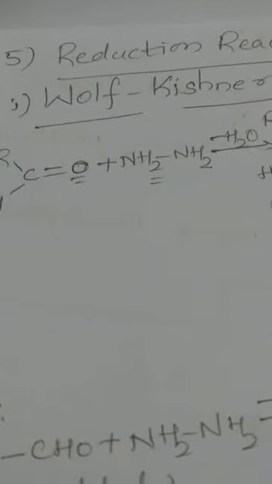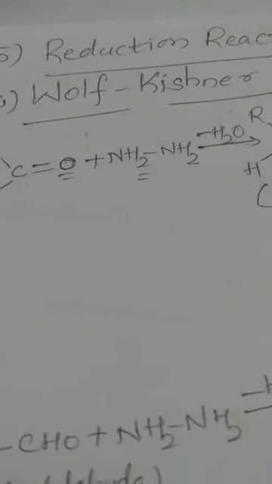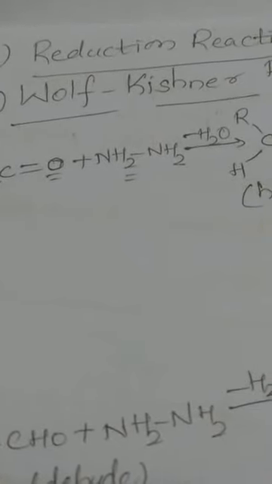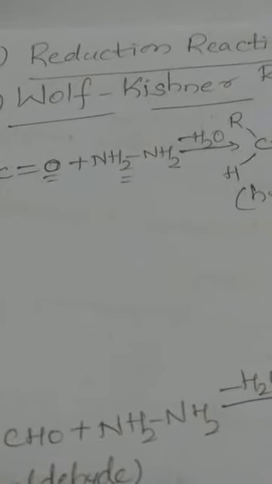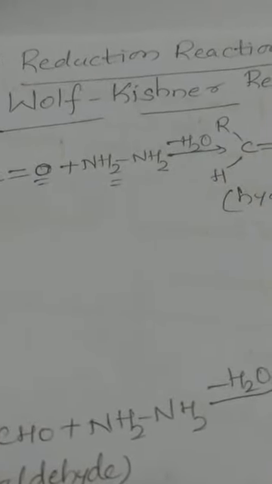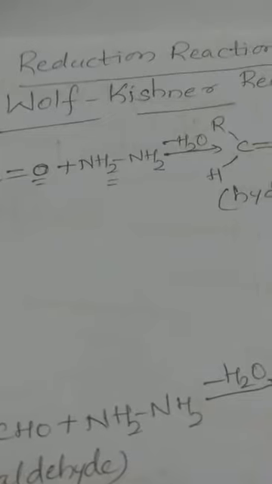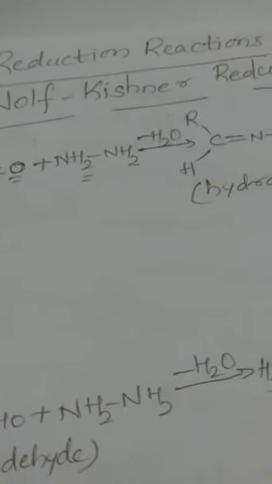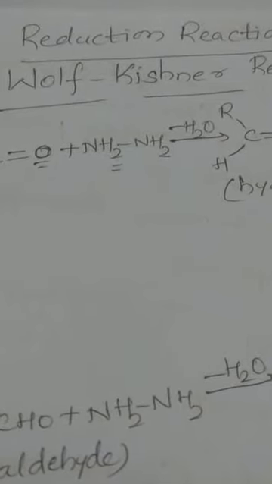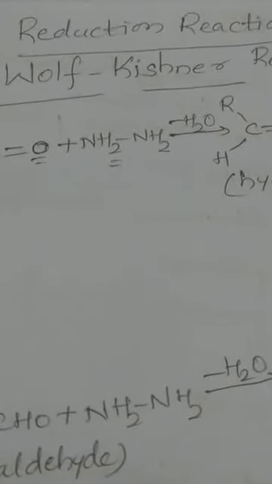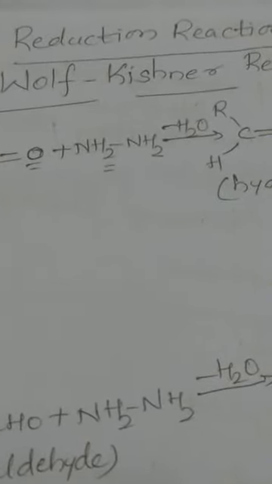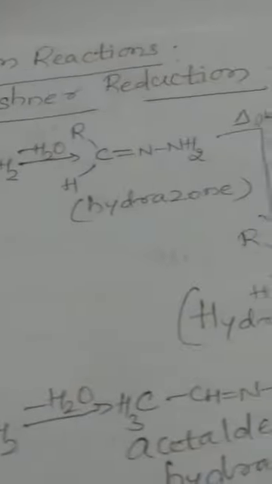Hello students, last class we discussed the chemical properties of aldehydes up to named or special reactions, that is aldol condensation and cross-aldol condensation. The last set of reactions are reduction reactions. Here you will be studying two named reduction reactions. The first one is called Wolff-Kishner reduction, and the second one is called Clemmensen reduction.